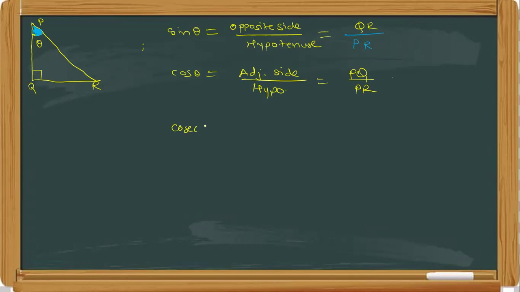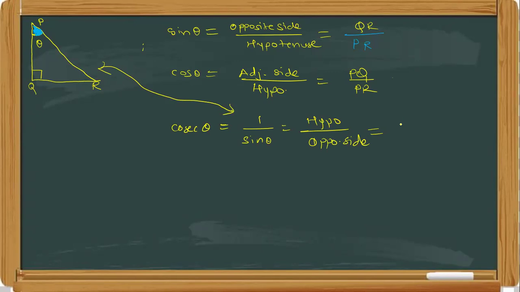Cosec theta. Cosec theta is 1 upon sin theta. So hypotenuse upon opposite, hypotenuse upon opposite side. Now tell me this ratio according to this triangle. PR upon QR. Okay, that's great.